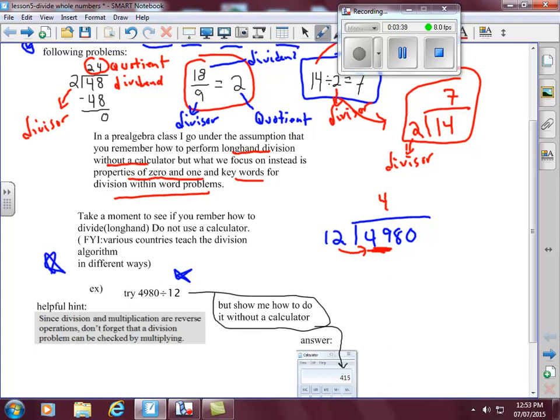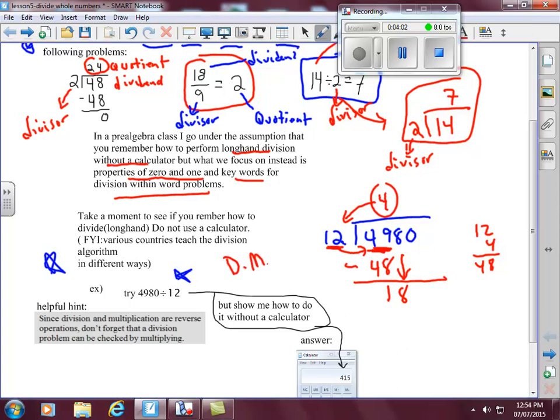Now, if you have to, you can go off on the side and say, gee, what's 12 times 4? Well, that's 48, right? Come back around and multiply. What's 4 times 12? Well, 48. Draw the line and subtract. Subtract what? 49 minus 48. Well, that's 1. Then what? Bring down the 8.